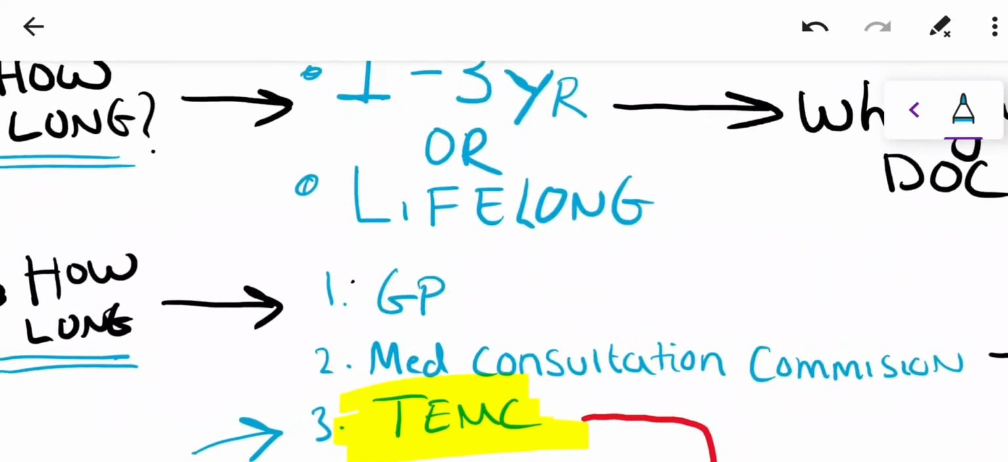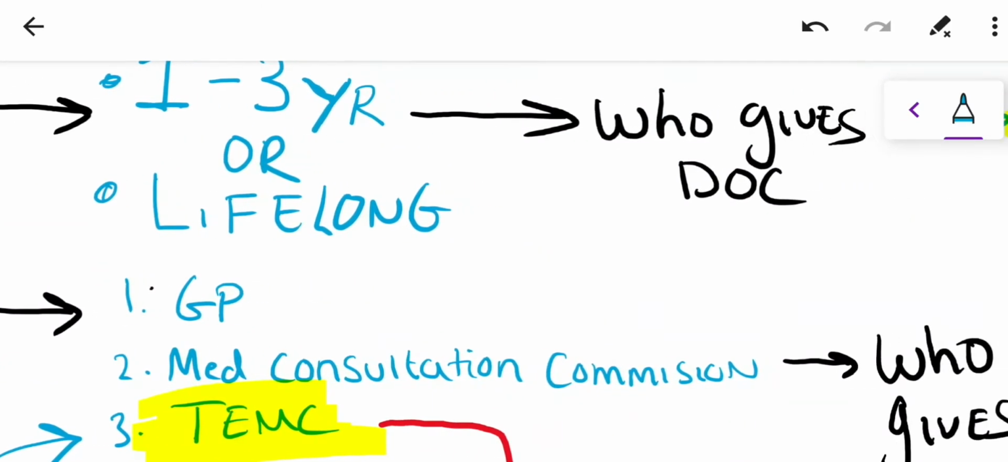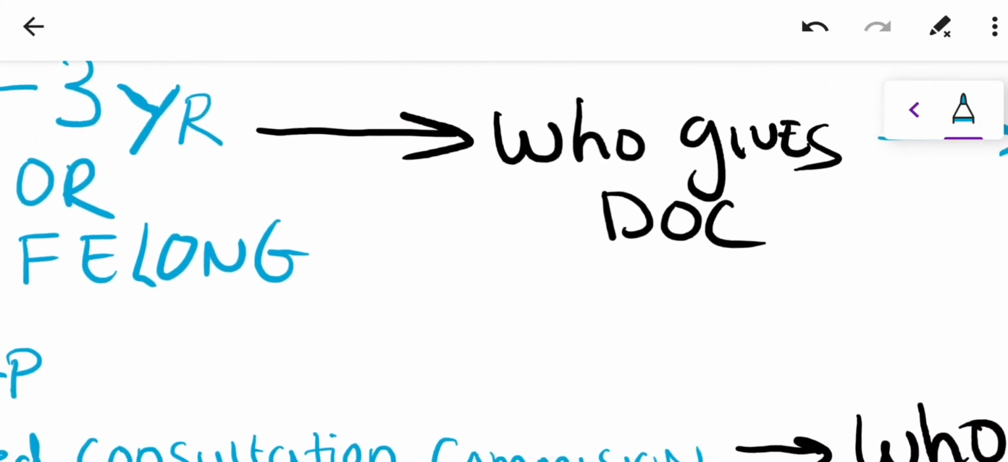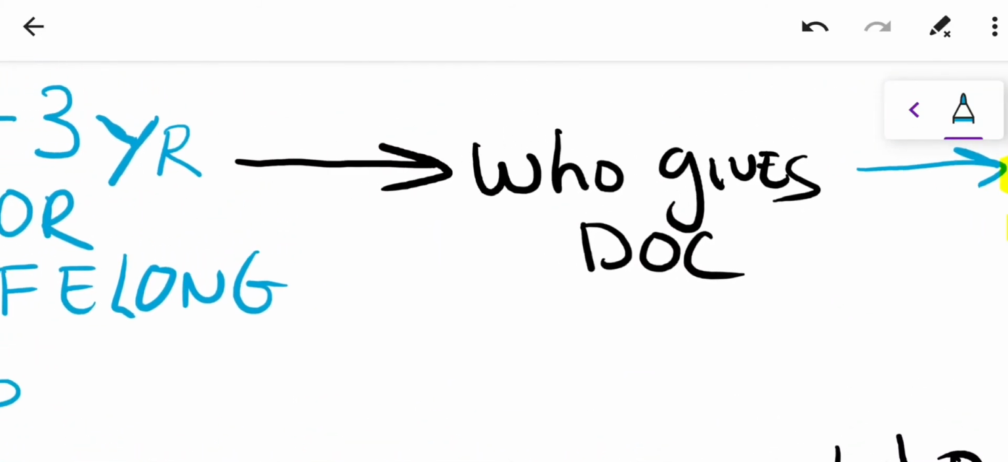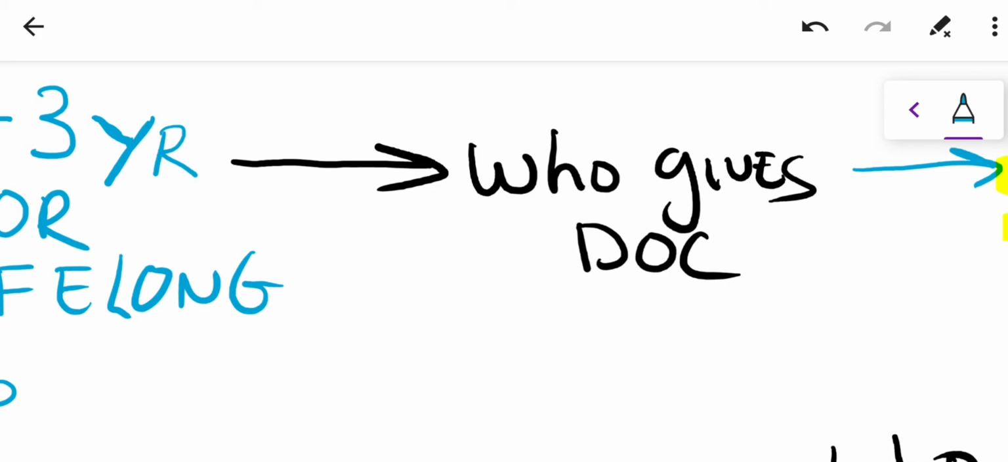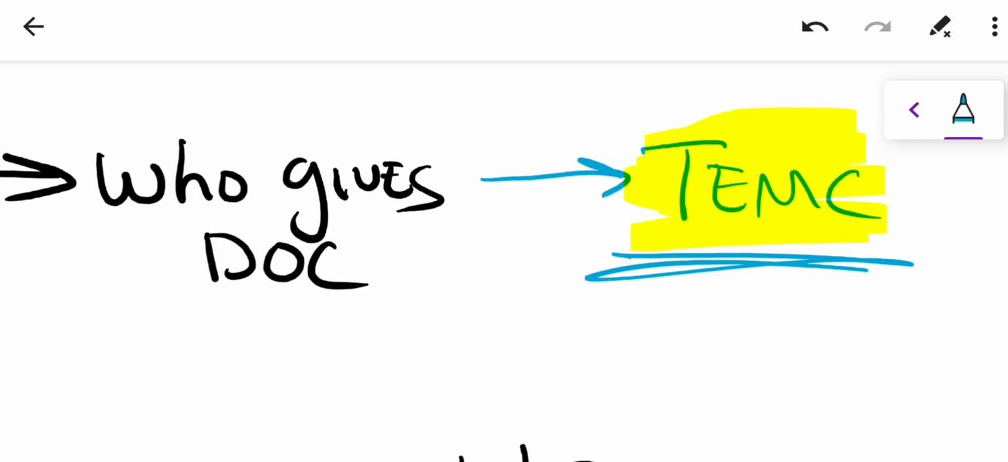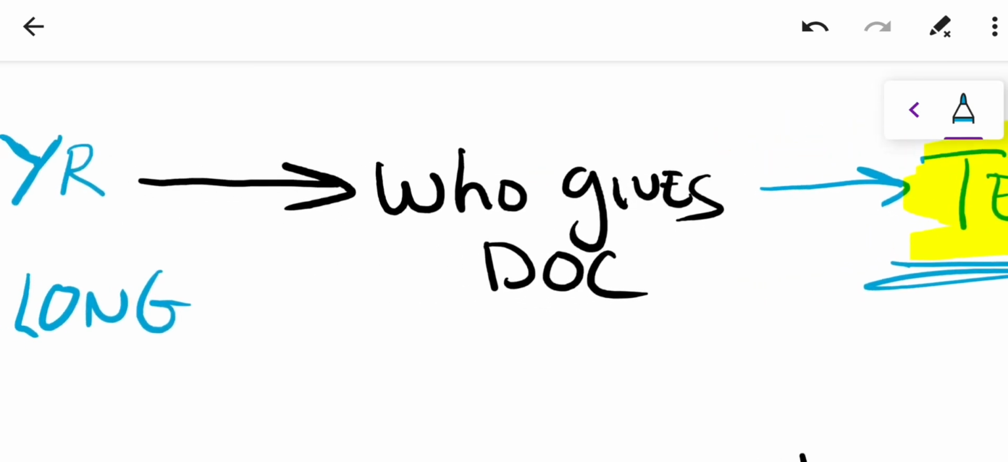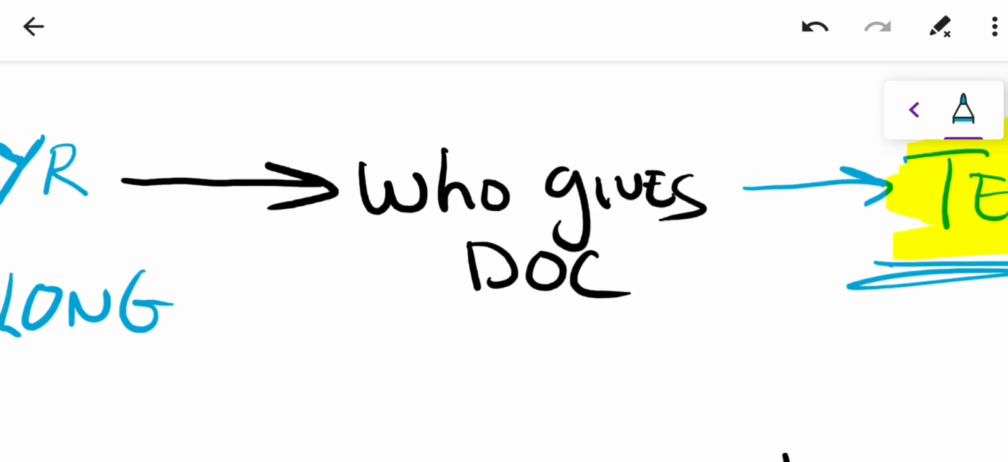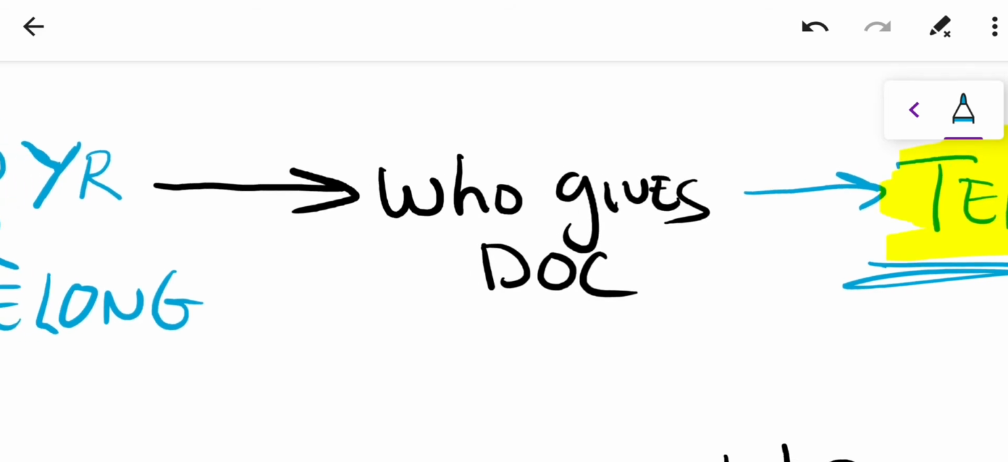Okay. Now, who gives these documents? Who gives the permanent document? Who's responsible? Okay. I think it's a TEMC. Hopefully I'm right. Is it TMC? Yes. Okay. The TMC. They give you the document for permanent incapacity. But what about temporary? Who gives you that?